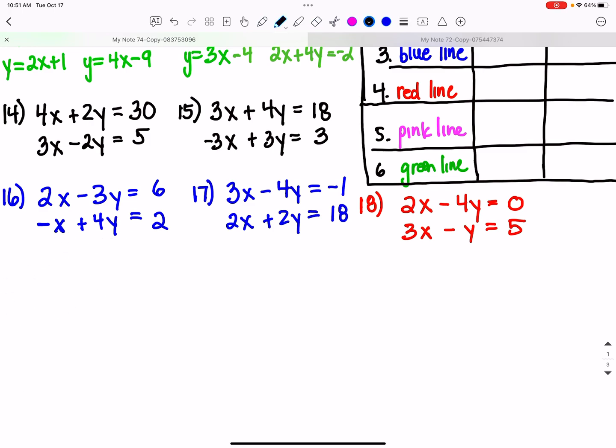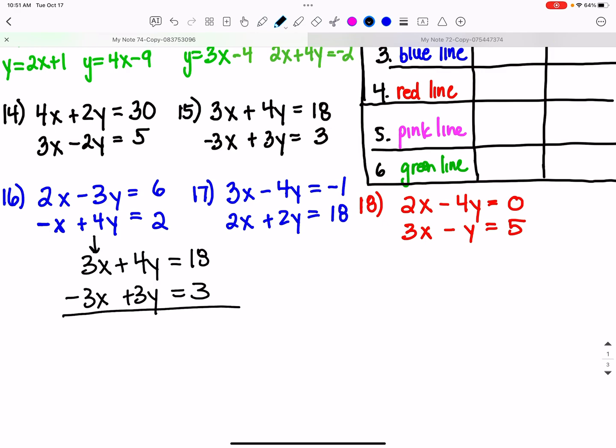Number 15, 3x plus 4y equals 18. Negative 3x plus 3y equals 3. All right, I'm going to add the columns. This one's being cool to us because the x's are going to kill each other off. 3x and negative 3x are dead. 4y and 3y are 7y. Equal 18 and 3 is 21. We're going to top versus bottom the 7. And y equals 3. That was quick.